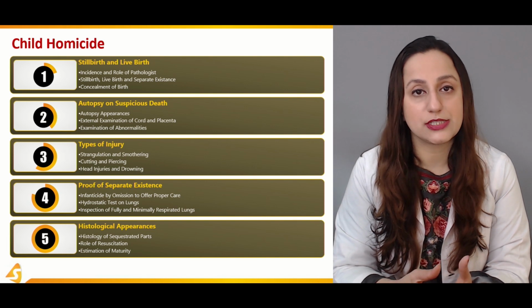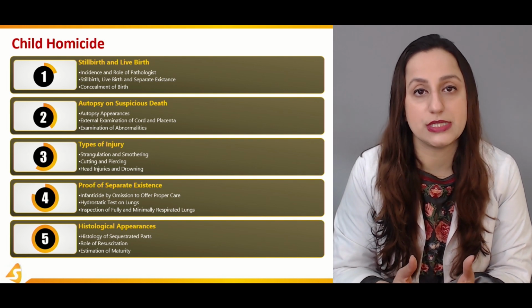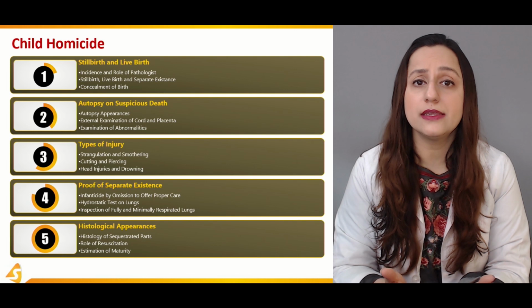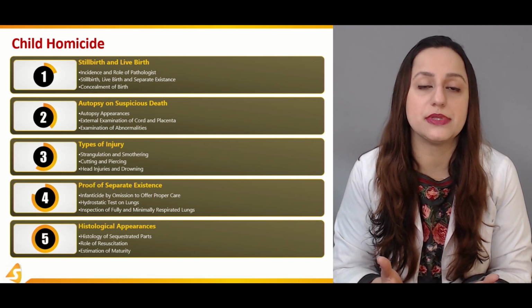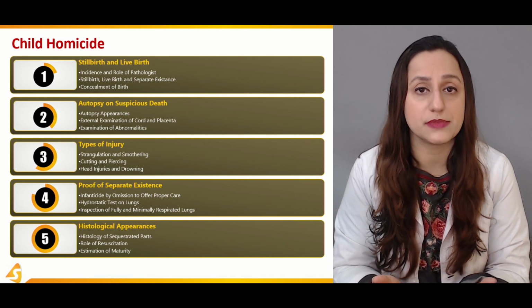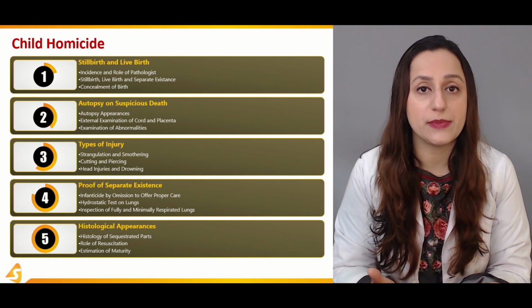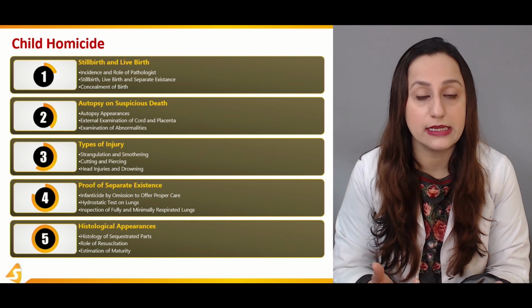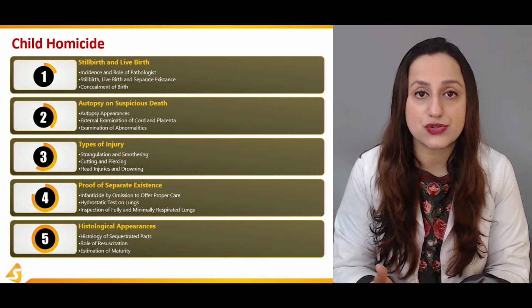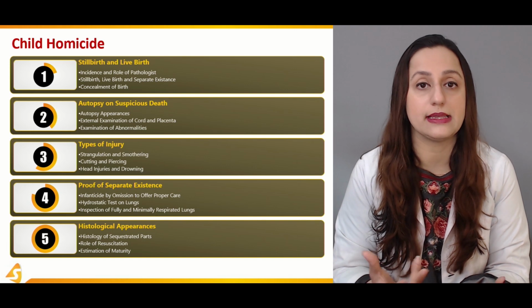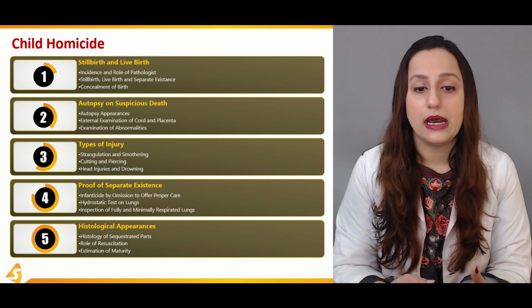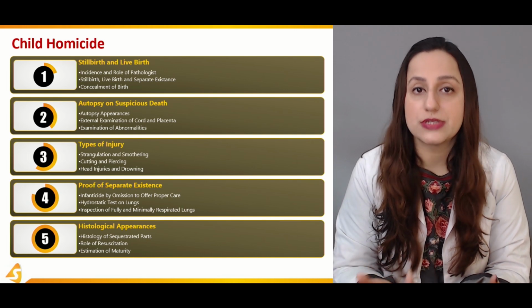Moving on, in the third section, we'll be describing the types of injuries that can occur after a child homicide has taken place. And it can include different methods, for example, strangulation and smothering. Smothering basically comes under the definition when the airways are blocked from the outside, for example, the nostrils or the oral cavity are blocked. Then we'll be discussing the cutting and the piercing phenomena.